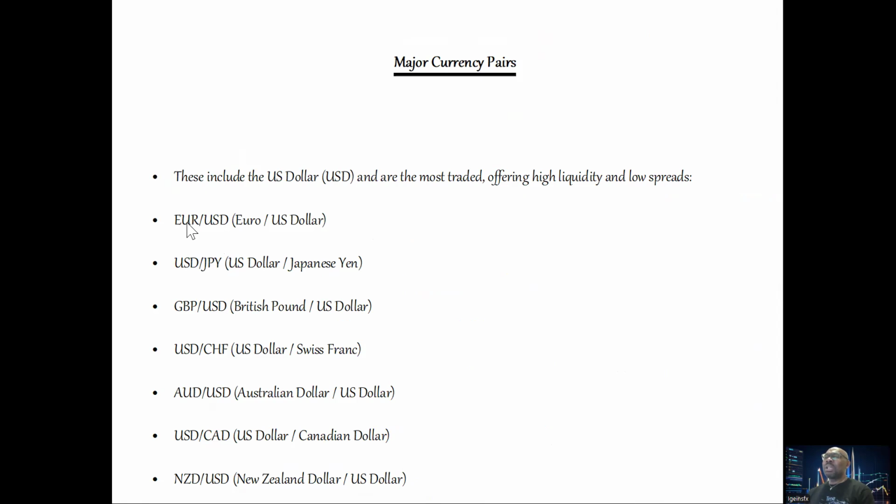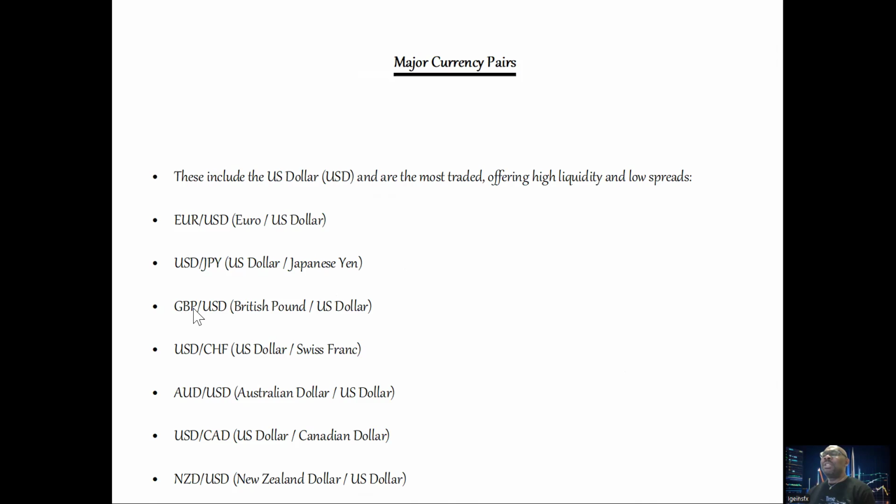This is how it is paired: EUR/USD, and we have USD/JPY. The JPY is Japanese yen. One moment, just responding to a message. So USD/JPY, the JPY is Japanese yen.